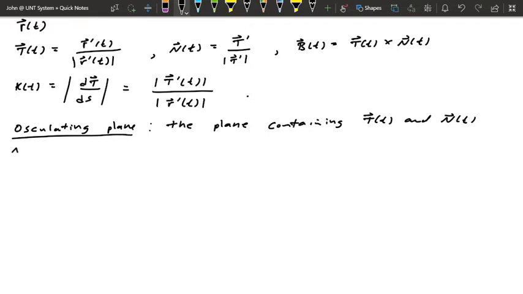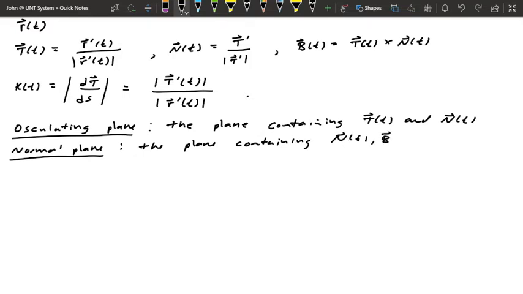And the normal plane is the plane containing the vectors N and B. Now there's another useful way to describe these two planes, because let's see, what do we know about these planes? They both contain the point corresponding to r(t).